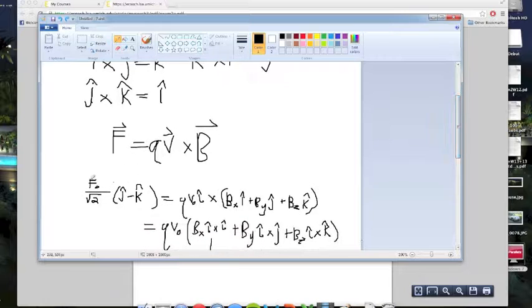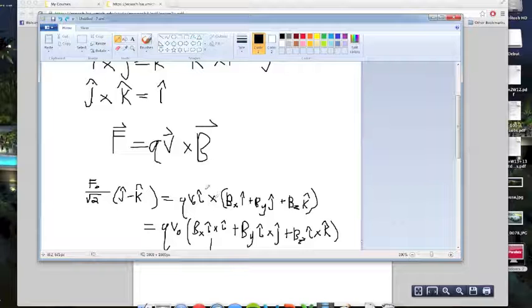It is given to us in the problem that the force is equal to F naught divided by the square root of 2 times (j hat minus k hat). And from this equation above, we know that the force is equal to the charge times the velocity, which was given to us as v naught i hat, times the cross product of the magnetic field, which, since we're trying to find the different components so we can find the magnitude, we're going to label as bx i hat plus by j hat plus bz k hat.